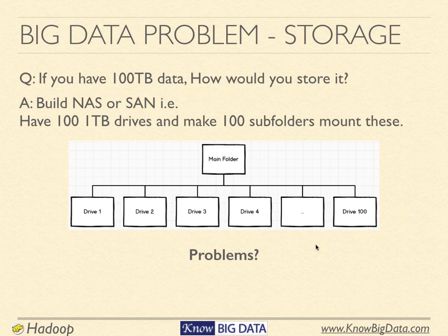You bought 100 hard drives, each of 1 terabyte, and you bought 100 computers in parallel and put one drive in each, and then connected them over the LAN, local area network, and then on one of the computers you mounted all of these hard drives as subfolders. Now you have one folder containing all these 100 subfolders where you can store the data. Now do you see any problem in this?